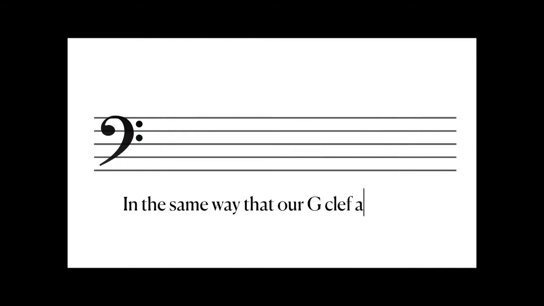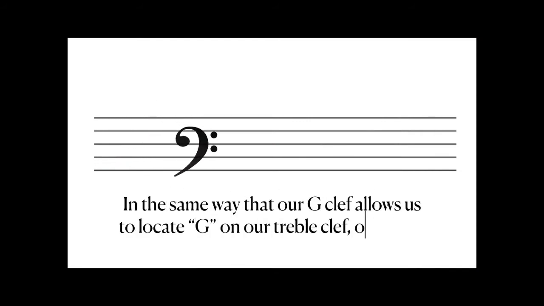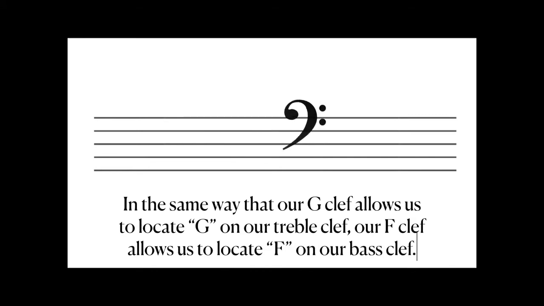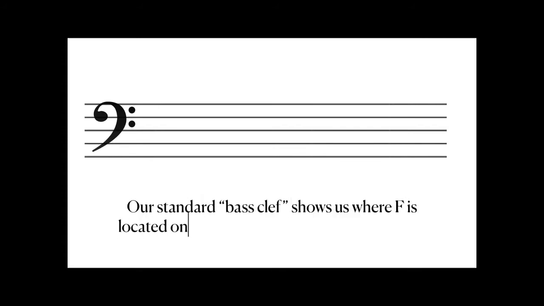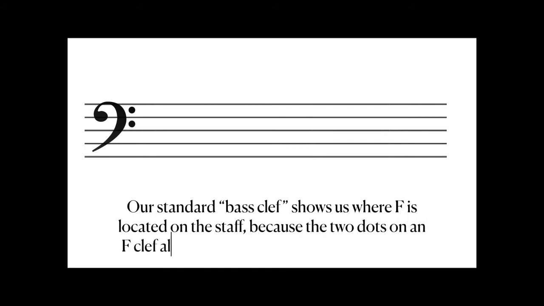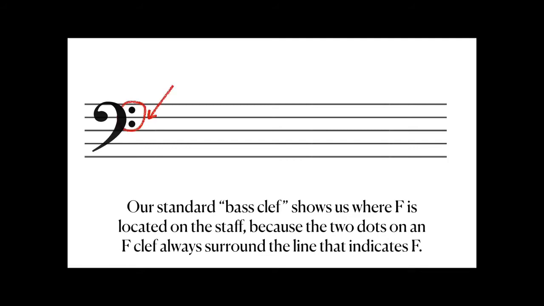In the same way that our G clef allows us to locate G on our treble clef, our F clef allows us to locate F on our bass clef. Our standard bass clef shows us where F is located on the staff, because the 2 dots on an F clef always surround the line that indicates F.